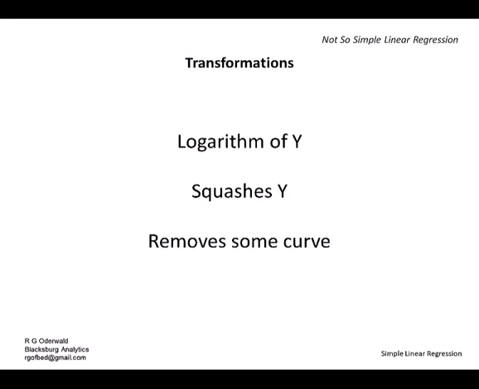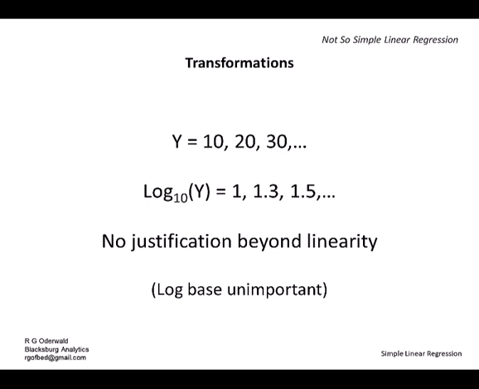A common transformation for curved relationships is the logarithm of y. The log transform has the effect of squashing the observations in the y direction. Instead of y equal 10, 20, and 30, we have log y equals 1, 1.3, and 1.5. There is no physical, mathematical, or biological justification for this transformation, except that it makes a relation linear. Also, the log base is unimportant.